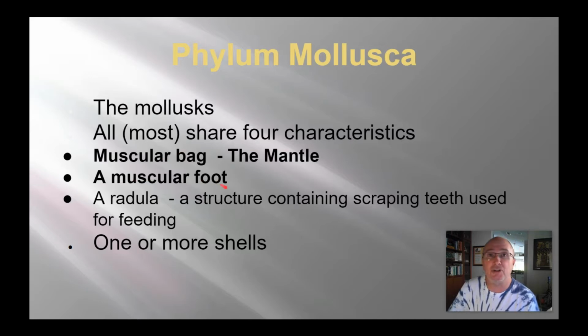All of them have a muscular foot, and this is used typically for locomotion in some way. Most have a radula. This is a structure that has chitinous-like hard scraping teeth-like structures used for feeding. And many have one or more shells. Of course, there are some examples of mollusks that do not have a shell. The most obvious one that pops into my mind is a nudibranch or a slug. These are two great examples of shellless mollusks.